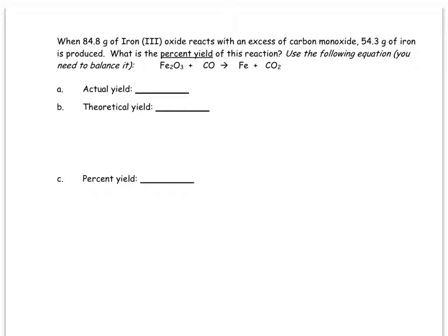Okay, so in a percent yield problem, you're always going to be given two numbers in the problem. In this particular problem, it's the 84.8 grams of iron 3 oxide and the 54.3 grams of iron. Now, out of those two numbers, one of them is going to be our actual yield. And we have to look at the equation and look at the wording to decide which one is our actual yield. In this problem, our 54.3 grams of iron is our actual yield because it is on the product side of the equation.